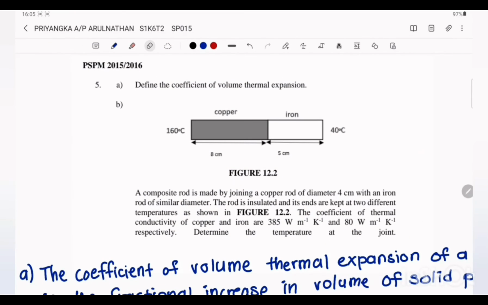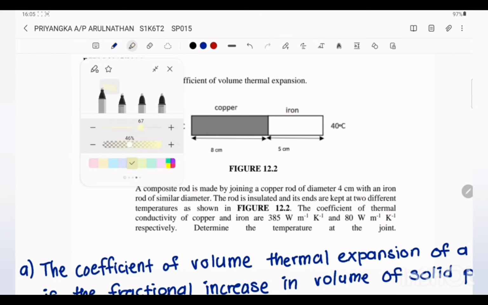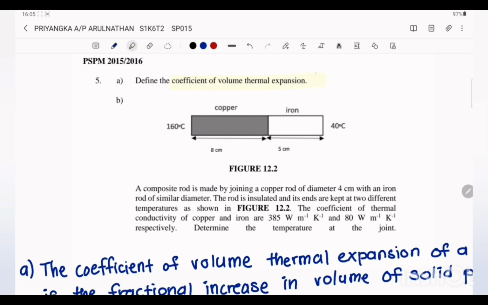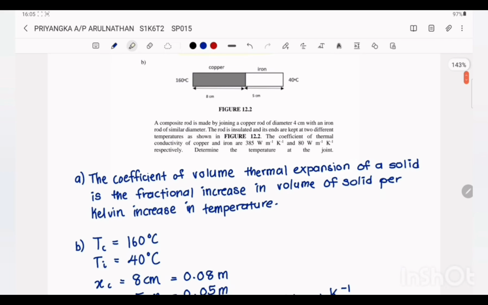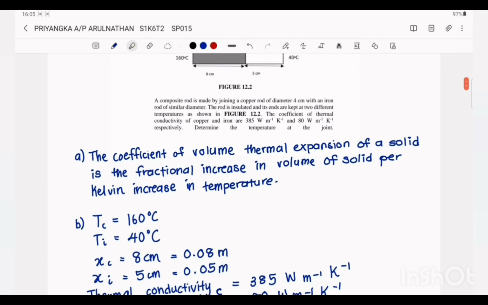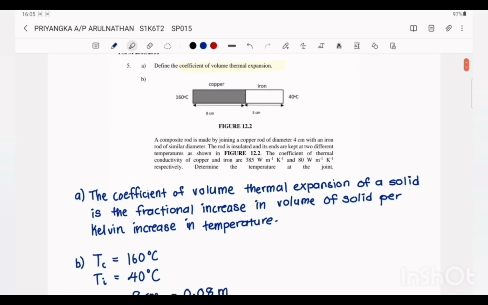Question 5 PSPM. A. Define the coefficient of volume thermal expansion. The coefficient of volume thermal expansion of a solid is the fractional increase in volume of solid per Kelvin increase in temperature.